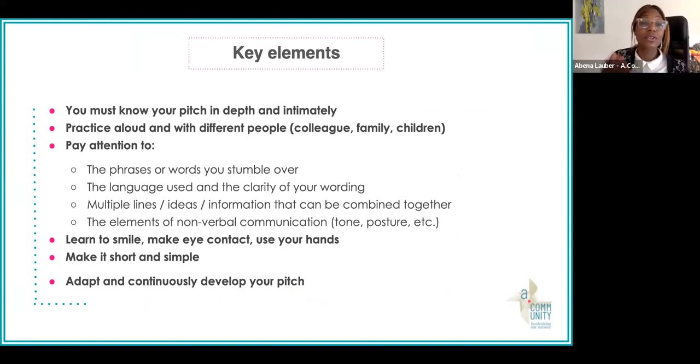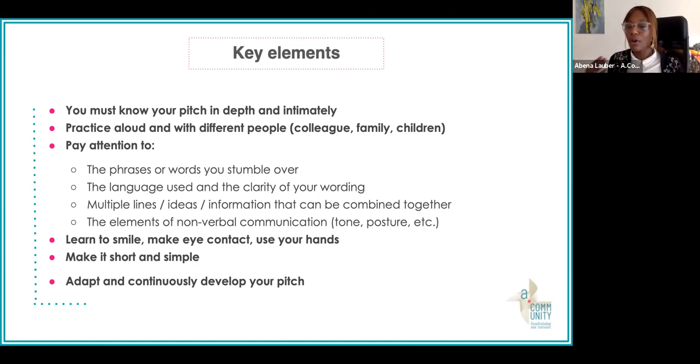So, key elements. You must know your pitch in depth and intimately. So practice aloud with different people, as we mentioned. Pay attention to phrases or words you stumble over. That's just general speech-giving. Consider the language used and the clarity of the wording. Sometimes we can take time for the catchphrase, giving people a few seconds to let it sink in. Multiple lines, ideas, and information can be combined together. Am I saying the same thing twice? Can I just make one nice phrase from it?